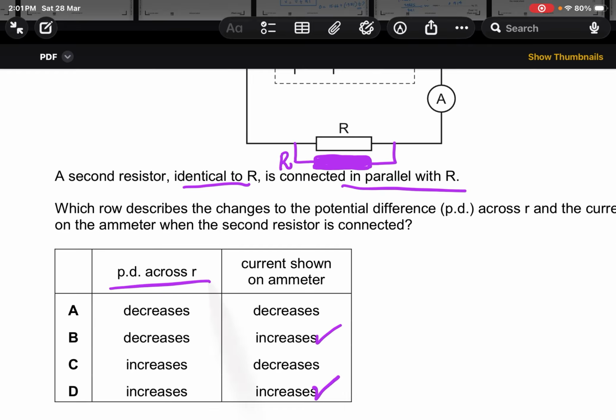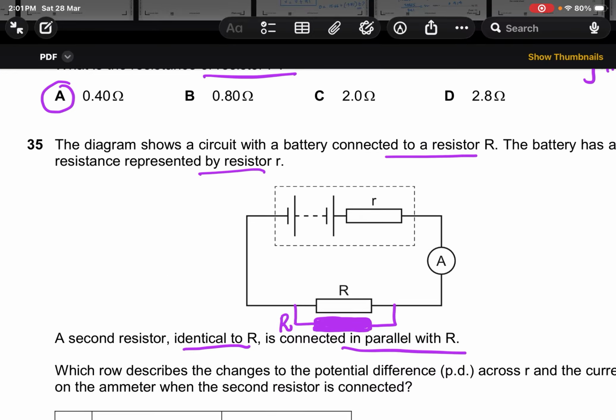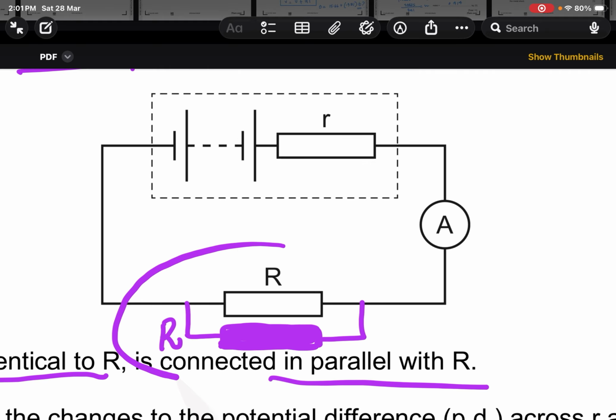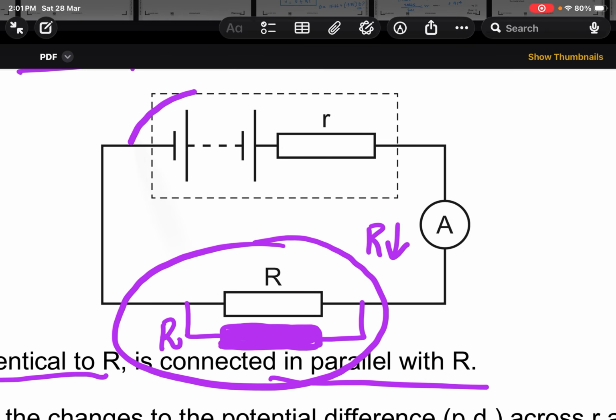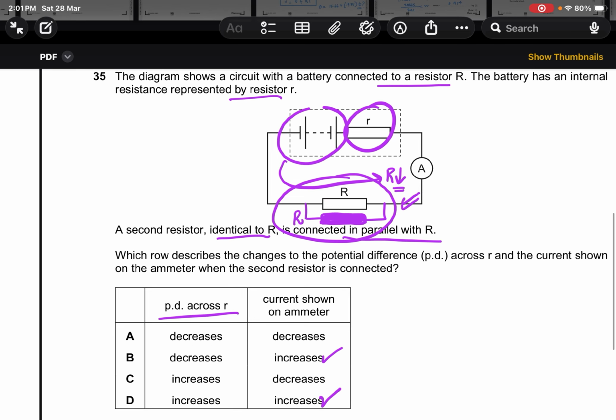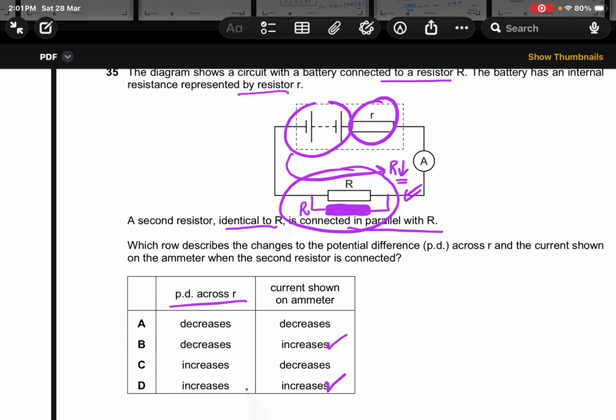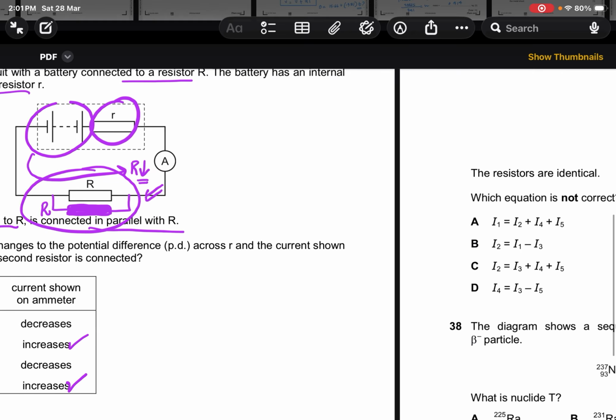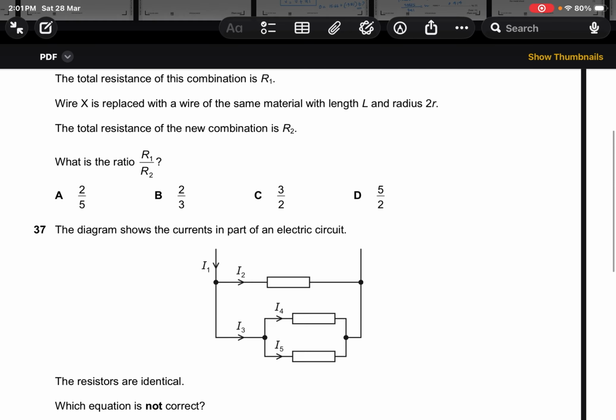And PD across R. Now you see for yourself, when the resistance across this drops. You know that the relationship of resistance with the voltage from the battery is a direct relation. The more resistance you have, the more voltage you get from the battery. So if the resistance is dropping over here, it means this will get less voltage, which means this R will get more voltage. Understood? So PD across R is going to increase. Done?